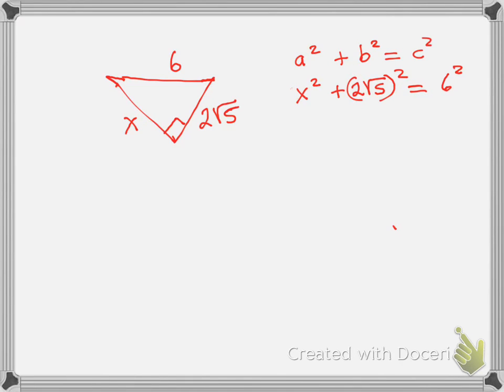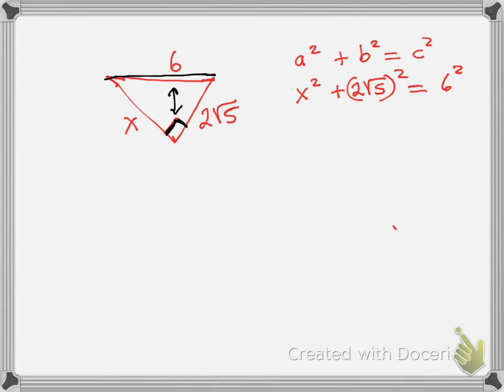Julia, why is 6 squared by itself? Because it's opposite. It's the hypotenuse. It's opposite the right angle. That always goes in for your c value, or your value that's all alone. Does that make sense? Isn't x longer? No. Maybe it's not to scale. Your hypotenuse is always opposite the right angle.